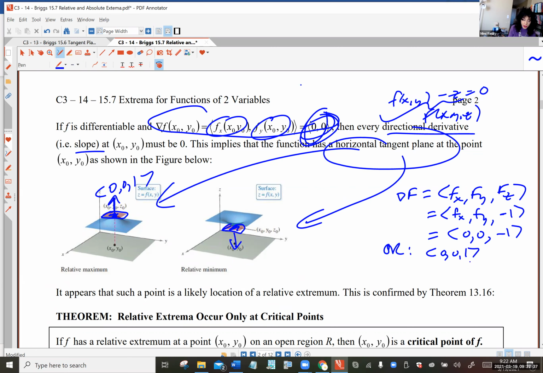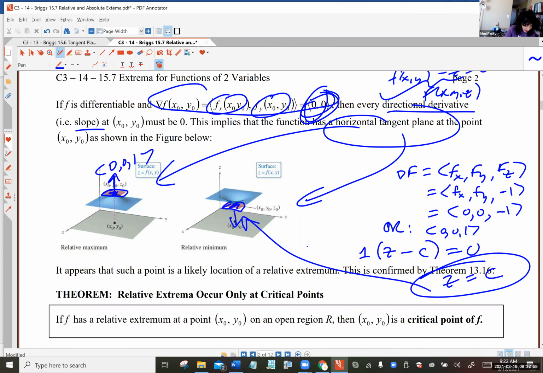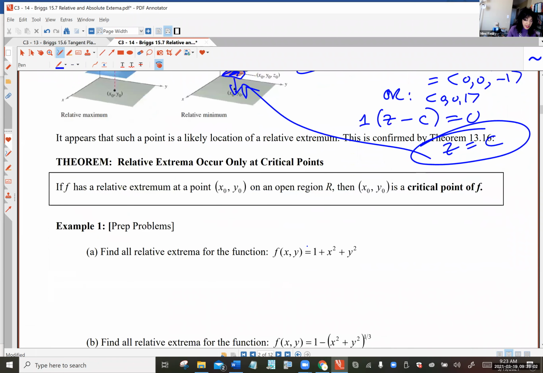And then your equation for your tangent plane is simply going to be 1 times z minus some number, that would be the z coordinate at that critical point, equal to 0. So your tangent plane would look like z equals a constant. And that's what planes look like when they're horizontal and parallel to the xy plane. Okay, so let's do the theorem that's analogous to the theorem you studied in Calc 1.